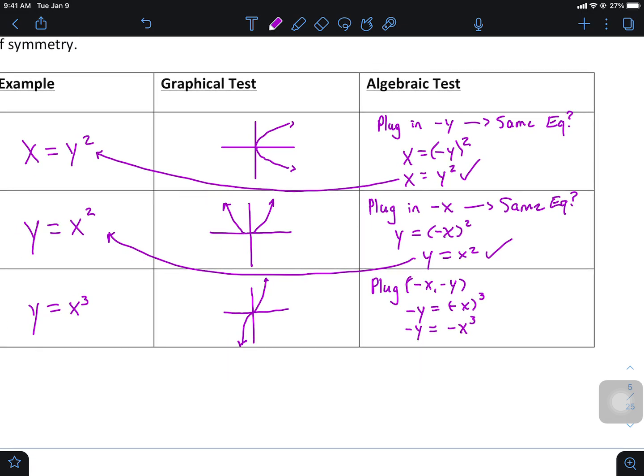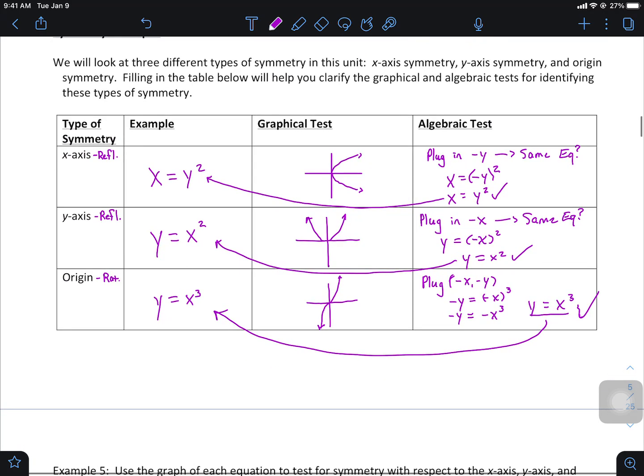We can do one more step. We can divide both sides by negative 1, or multiply by negative 1, and that would get us y equals x cubed. That does match, so we're good to go right there. x cubed has origin symmetry, this type of symmetry.